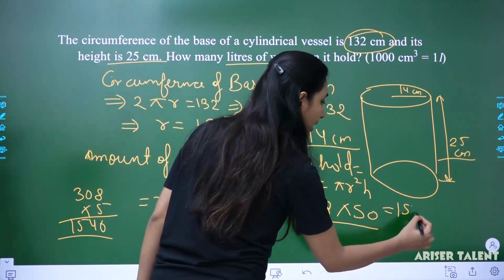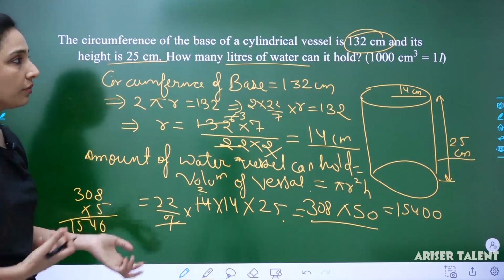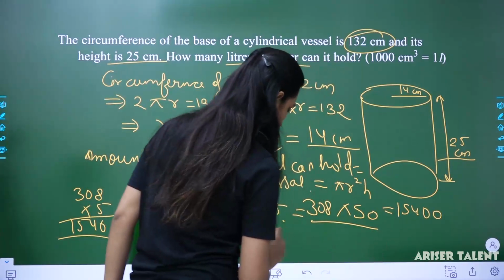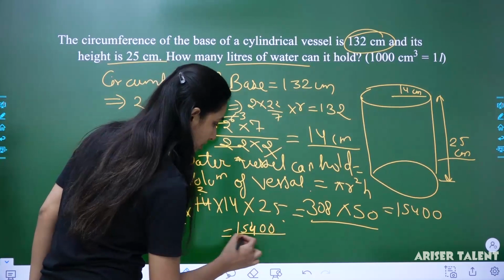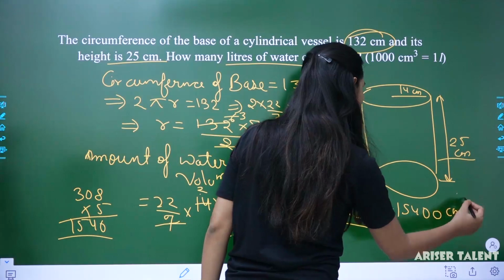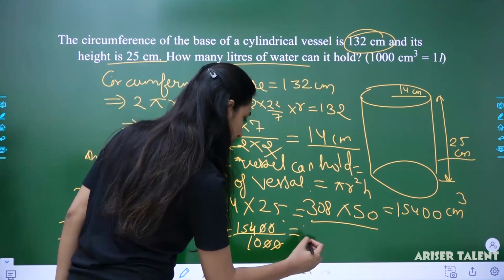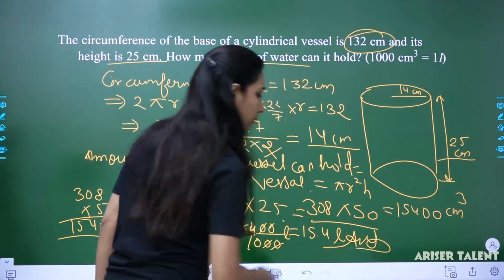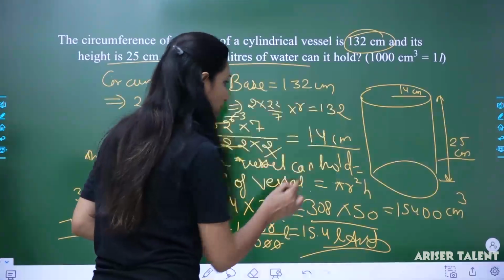That will be 1450 and this 0 again. Okay. In order to convert it in liters, what will we do? That will be divided by 1000. This is in centimeter cube, and that will be liters, and that will be your answer. Understood? The whole scenario is clear to you guys now?